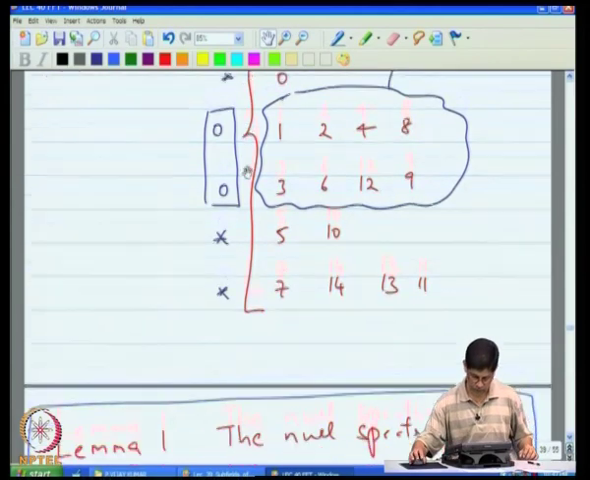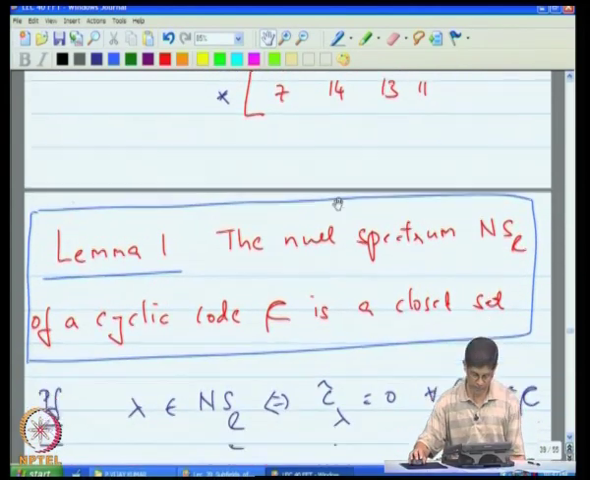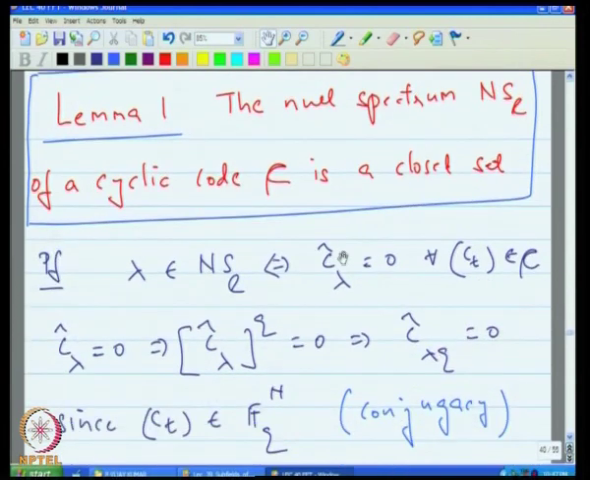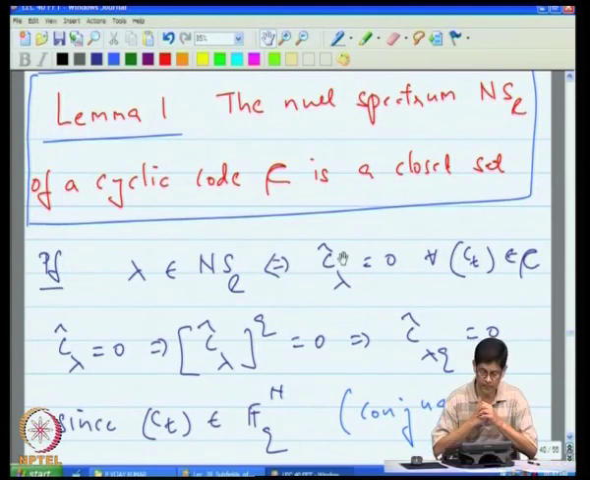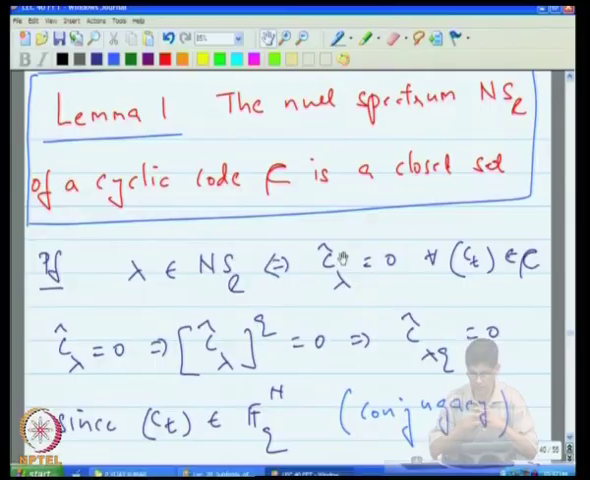Okay. So, we have just about a minute left, and the first theorem, the first lemma result is that the null spectrum of a cyclic code is a closed set, and I have already mentioned this. Okay. So, we will begin our next lecture by actually proving this. So, I think that this might be a good place to stop now. Okay. Thank you.